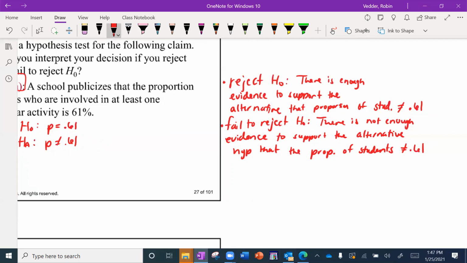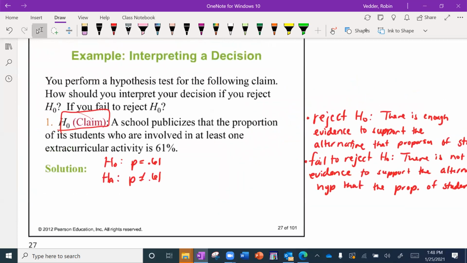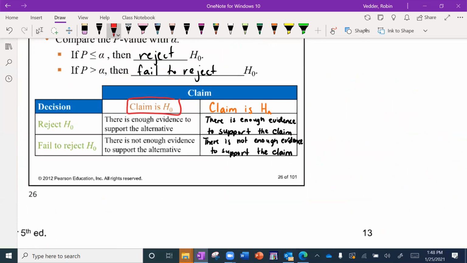So again, guys, when you do this assignment tomorrow, keep this chart open and use the chart. It's going to tell you which one's the claim. If the null is the claim, then look at this first column. If the alternative is the claim, then look at the second column and use that exact language when writing it, and then just relate it to the problem. Does that make sense? Can you go back to the fail to reject real quick?